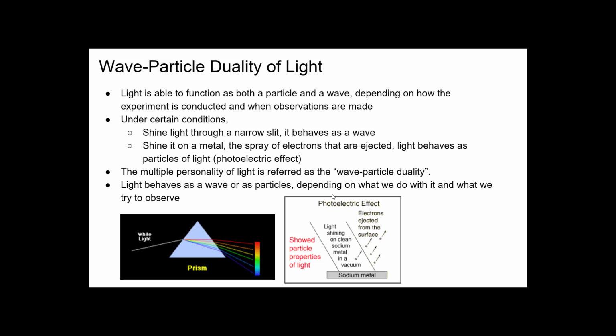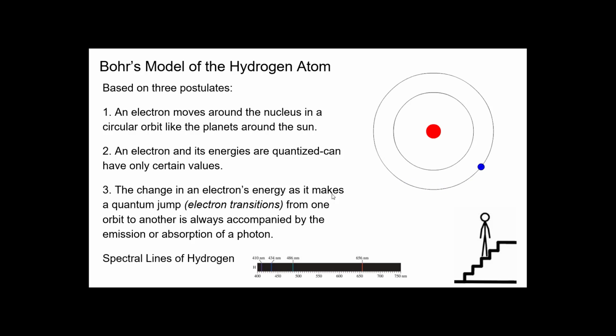The multiple personality, which I like that your book said that. The multiple personality of light is referred to as wave-particle duality, which I've never seen it referred to as that, but it is true. Light behaves as a wave or as a particle, depending on how and what we do with it and what we try to observe. So we needed the duality of this, and we needed it when I was talking about experimental conditions. We couldn't explain some things with just the wave.